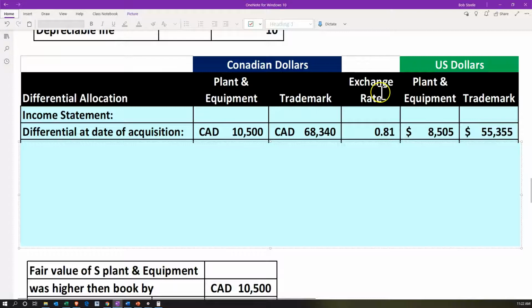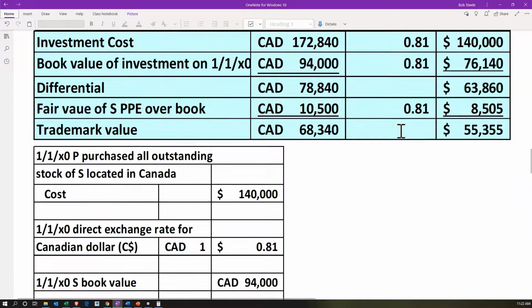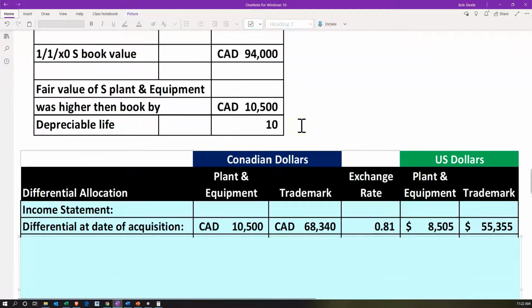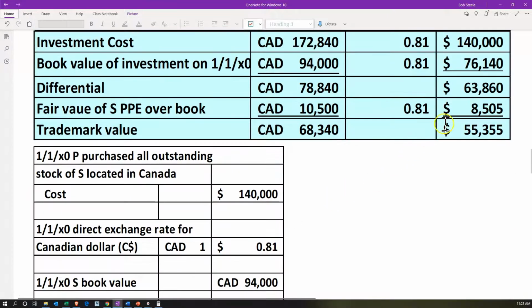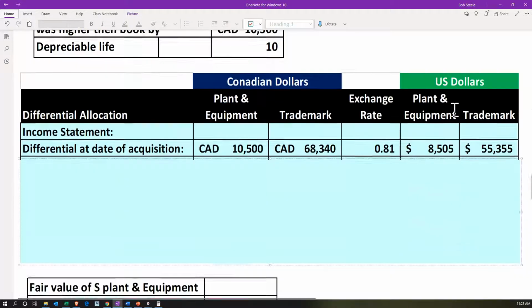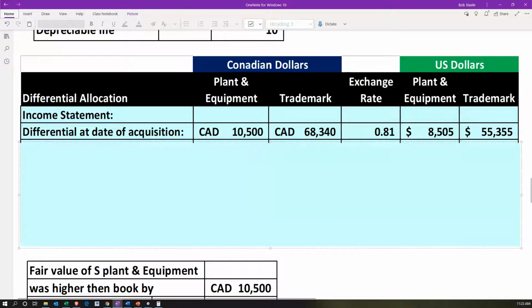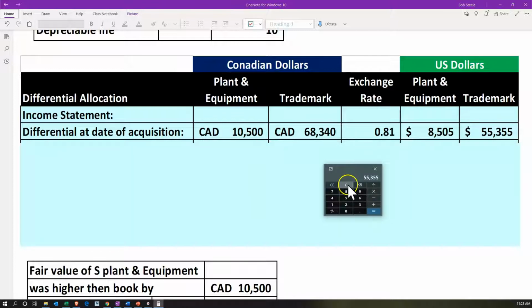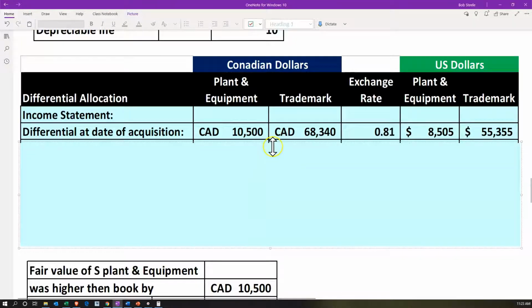This is in Canadian dollars. And then we've got the plant and the equipment and the trademark in the US dollars. So we've calculated both those up top already. We're just putting them in a different format. So on the Canadian dollar side, the 10,500, the 68,340, and on the US side, the 8,505 and the 55,355. If we had either one of those, of course, we can use the exchange rate as well to get the other. We could say, all right, 10,500 times the exchange rate 0.81 is going to give us the 8,505, and we can take the 68,340 times the 0.81, and that's going to give the 55,355 about. So we got some rounding issues still involved.